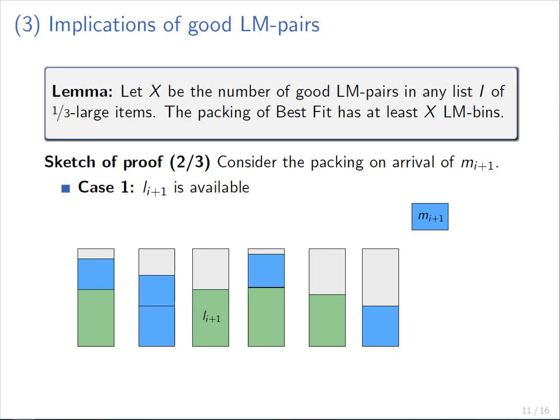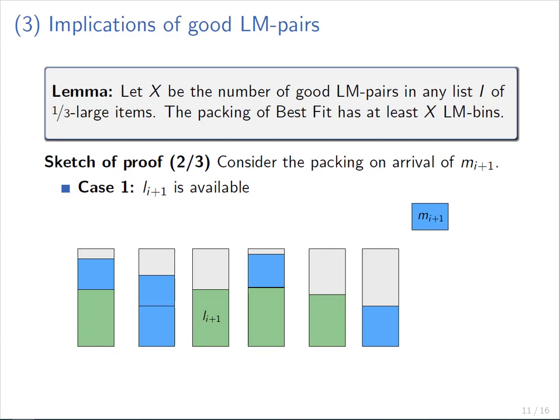As we know that Mi+1 and Li+1 is a good LM pair, we in particular know that Li+1 already arrived. So there is one bin which contains the item Li+1. And we consider two cases here. The first case is Li+1 is available. By available, we mean here that there's no other M item packed into the bin of Li+1.